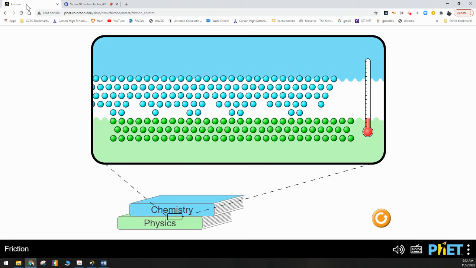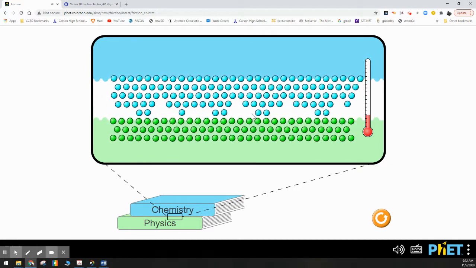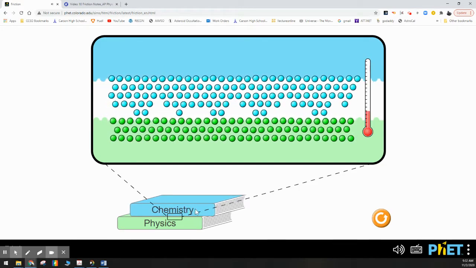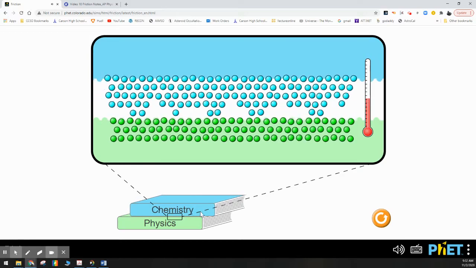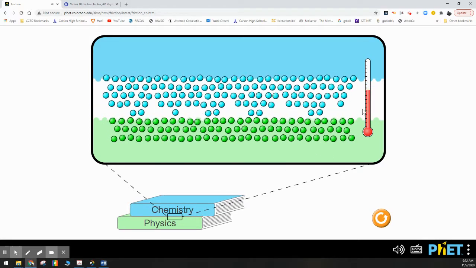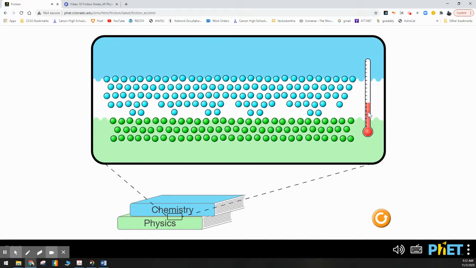So here's an animation over here showing a chemistry book on top of a physics book, and these could be molecules perhaps, or the two surfaces, okay, and they're not really touching. And here's a thermometer, so if I go back and forth here, see what happens: as I rub it back and forth in movement, heat is generated. Okay, heat is generated. So friction does produce heat.